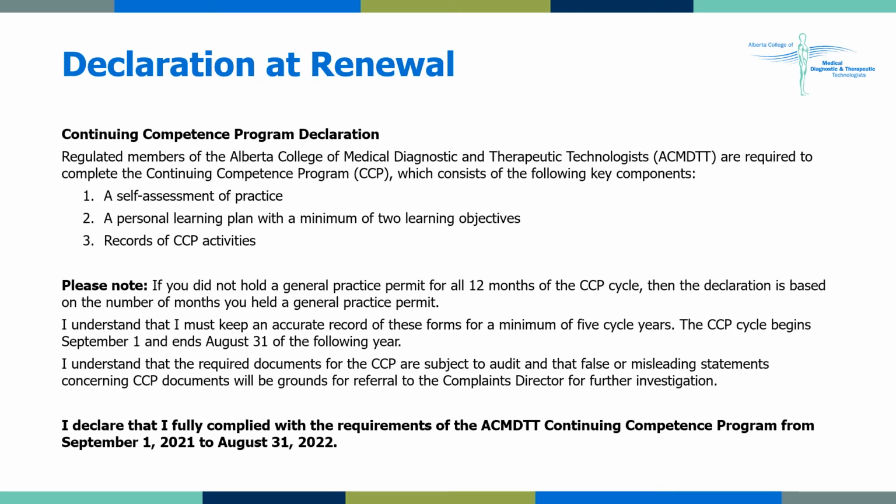During the annual registration renewal process, regulated members need to declare that they have completed their CCP in order to have their renewal approved. A member who holds general registration for a full CCP cycle is required to complete a minimum of 24 hours of learning within the cycle. If you have not been registered for a full CCP cycle, you are responsible for completing 2 hours of learning for each month in which you hold general registration.